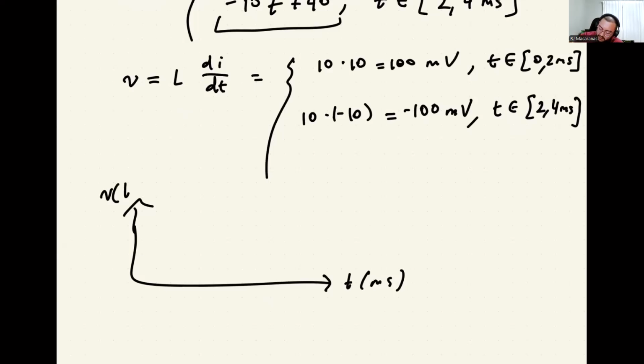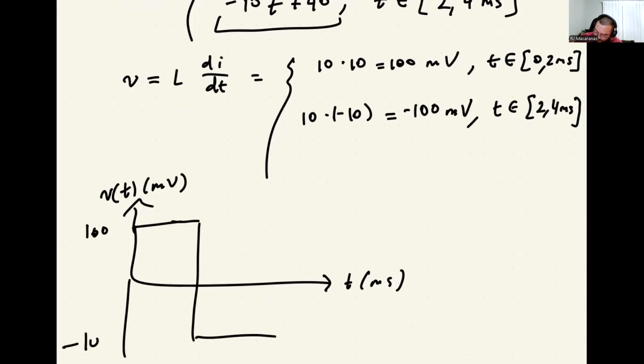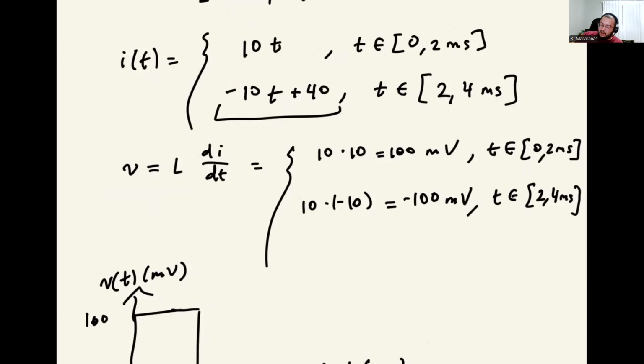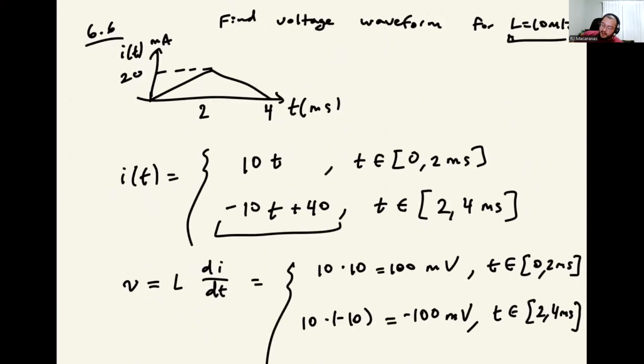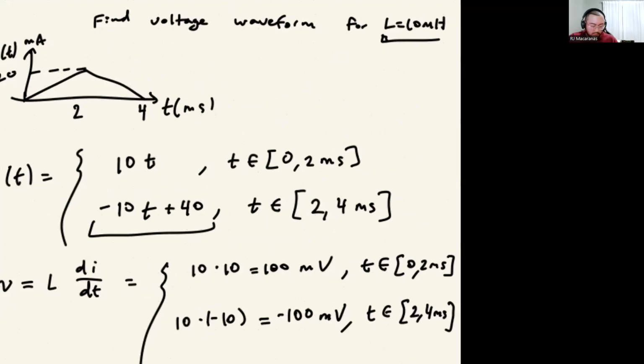And I'm just continuing with this example because we've really got 5 minutes here and there's no possible way we're going to get through chapter 7 in 5 minutes. Anyway, if we were to draw this out, it's going 100 millivolts for 2 milliseconds, and then it goes minus 100 until 4 milliseconds, and then it just flatlines there. Cool. So that's the last problem here I wanted to cover.